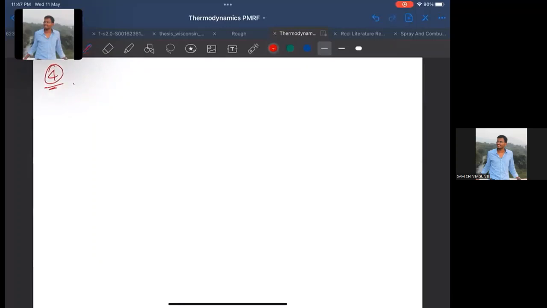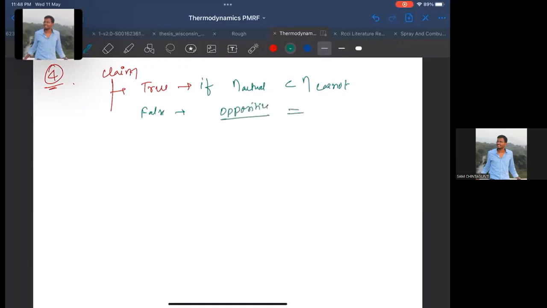Okay, in the fourth question, it is given that an inventor claims to have designed a heat engine which absorbs 1 kilojoule of energy as heat at 727 degrees centigrade and delivers 0.6 kilojoules of work when the ambient temperature is 27 degrees centigrade. Would you agree with this claim? So basically, a claim is either true or false. It is true if efficiency actual is less than efficiency Carnot, and it is false when the opposite happens. Even when it is equal to efficiency of Carnot, it is not a correct claim.